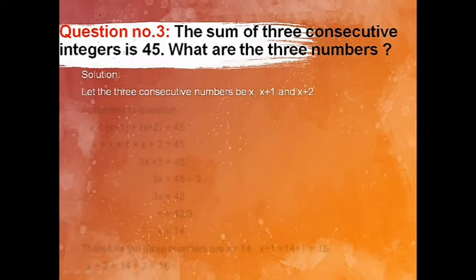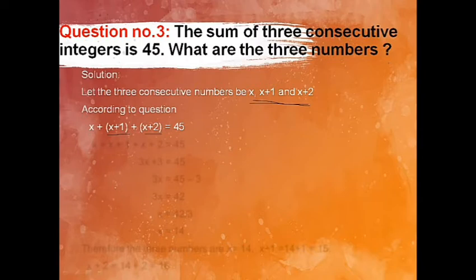Again, more integers are there, like x plus 3, x plus 4 and x plus 5 and so on, but here we have to take only three integers. Then according to the question, the sum of three consecutive integers is 45. It means the sum of these three integers equals 45. So here we will write it as x plus (x plus 1) plus (x plus 2) equals 45. This is the first integer, this one is the second, and this one is the third integer.